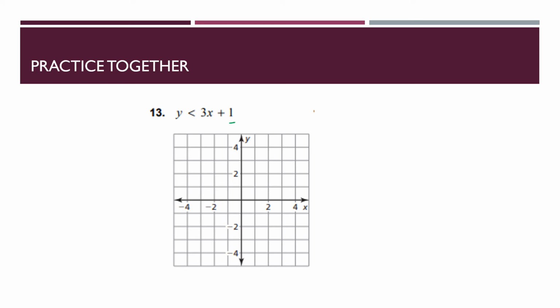So step 1 says we're going to plot this thing. So we start at 1 and then we're going to go up 3 over 1, which will be 1, 2, 3 over 1. And this is going to be a dotted line. So this is all of step 1. It said figure out if it's a dotted or a solid.